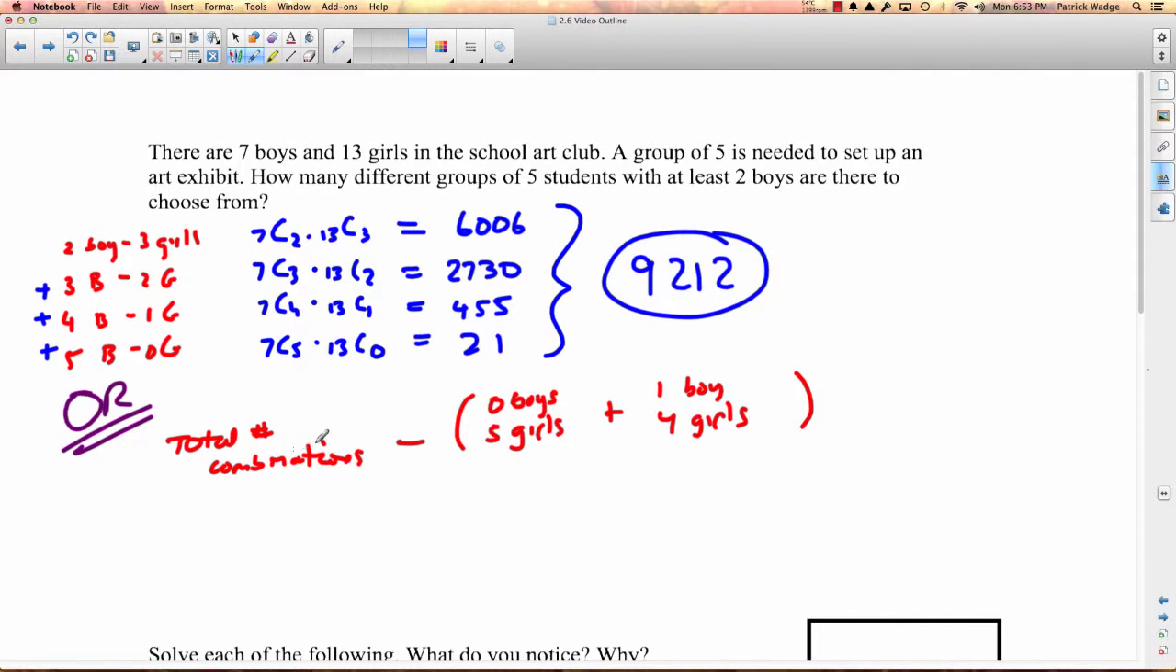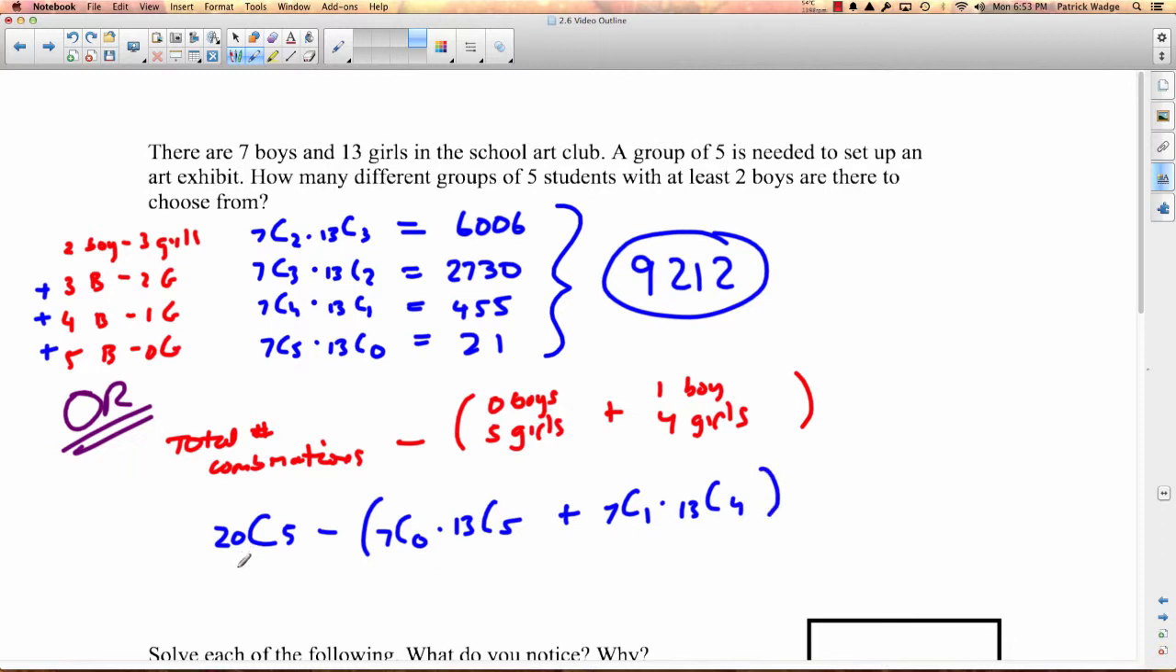Total number of combinations, well, there's 7 boys and 13 girls for a total of 20 students, and we need to choose a group of 5. So 20 choose 5 minus. Okay, in this case, you have 7 boys, but you're choosing 0, and you have 13 girls, and you're choosing 5. Plus, the other ones that you're not interested in, so you need to take away from the total combinations, is when you have 1 boy, so that's 7 choose 1, times 4 girls, 13 choose 4.